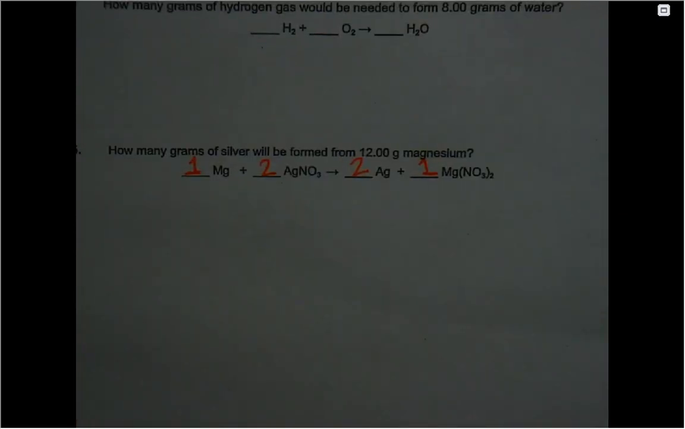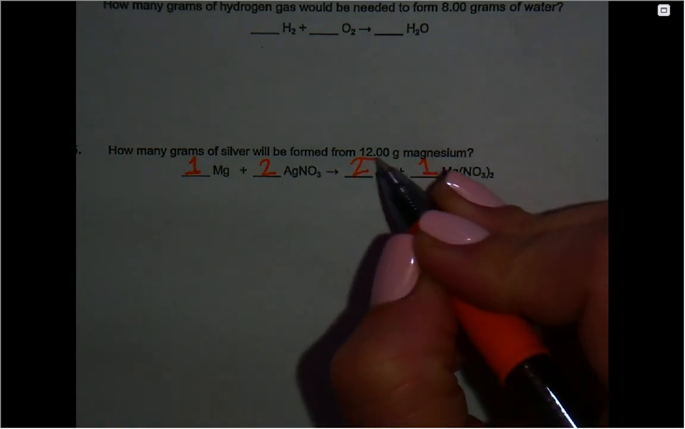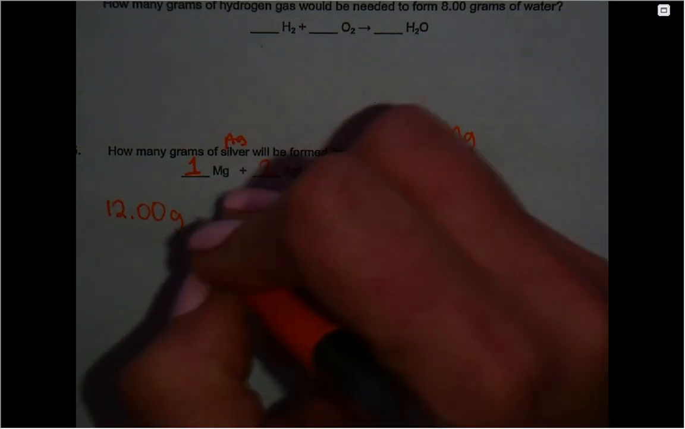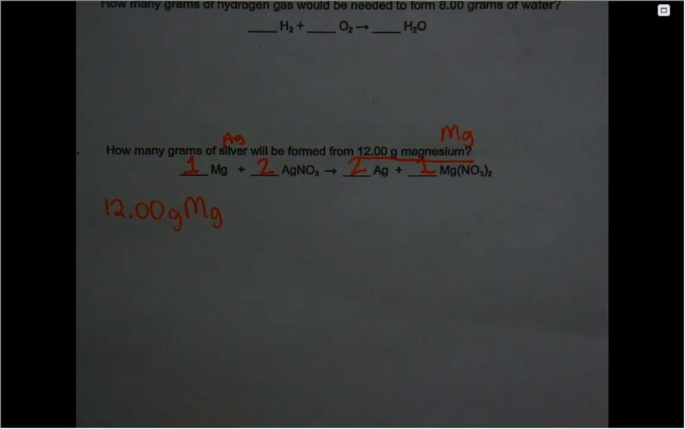So we're going to read our problem. It says, how many grams of silver will be formed from 12 grams of magnesium? So I'm going to go ahead and underline my number and the words attached to it. Magnesium is Mg, by the way. I'm just using the balanced equation to give me that information. And then silver is this Ag. So looking at that, I'm going to start with my 12.00 grams of magnesium.